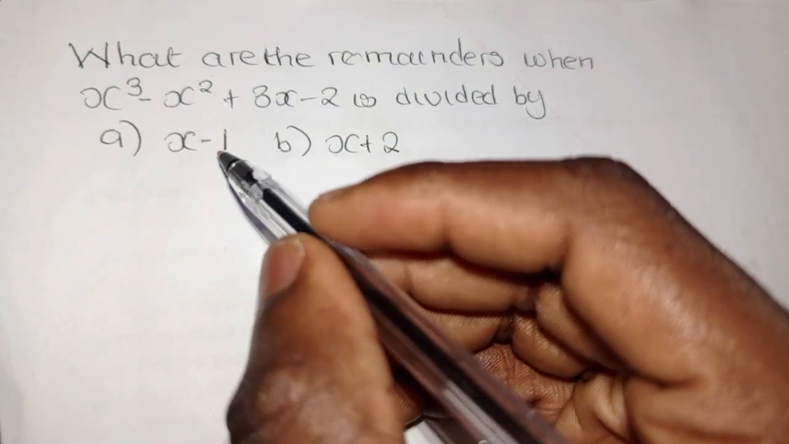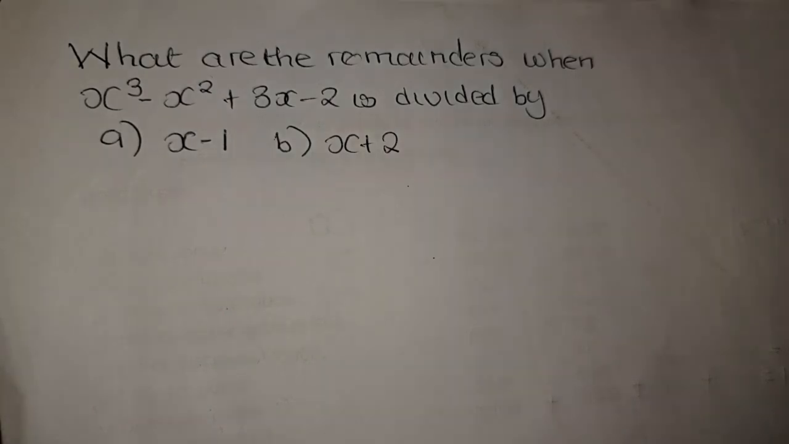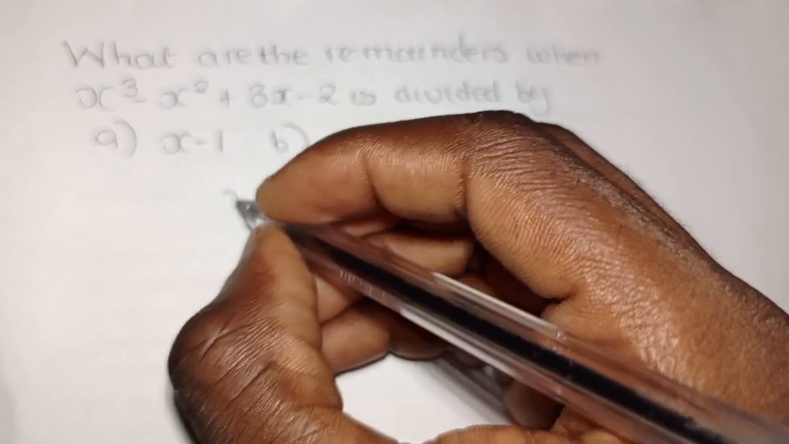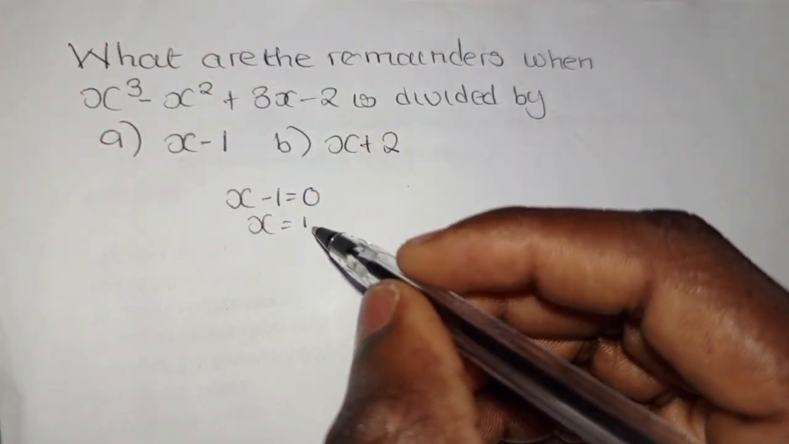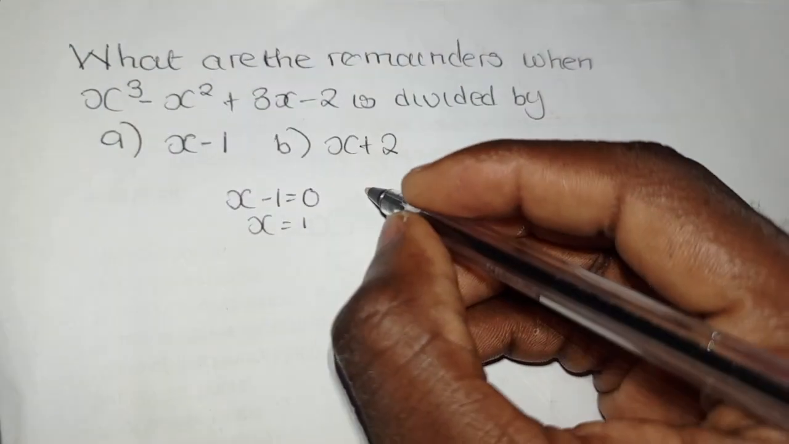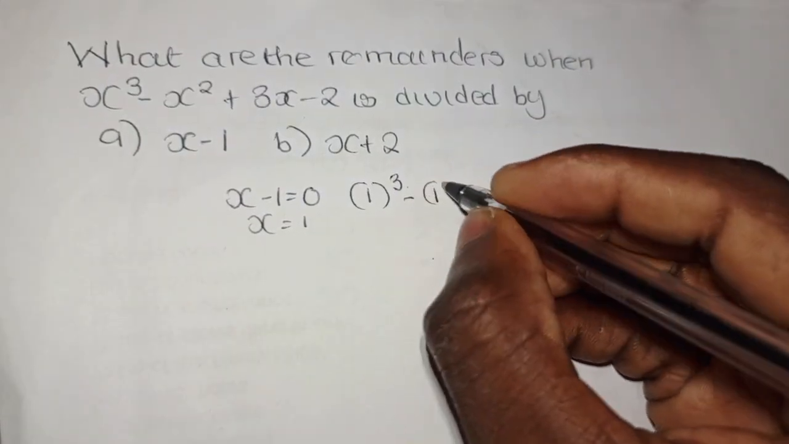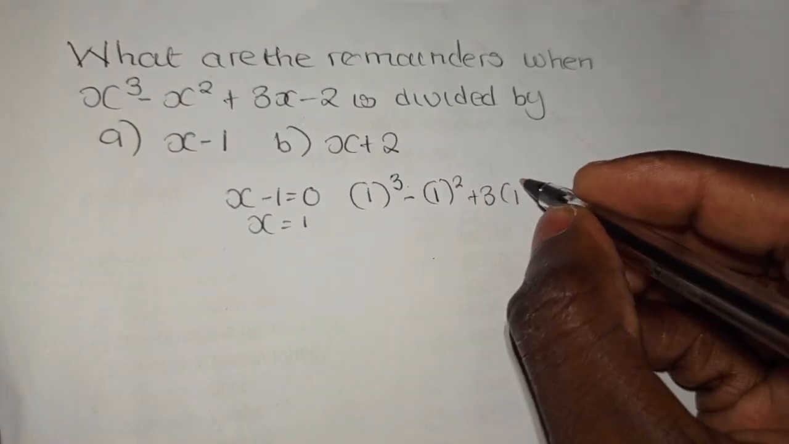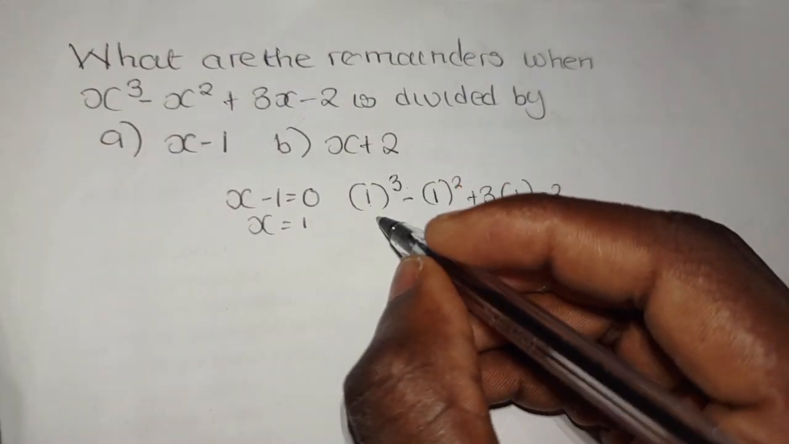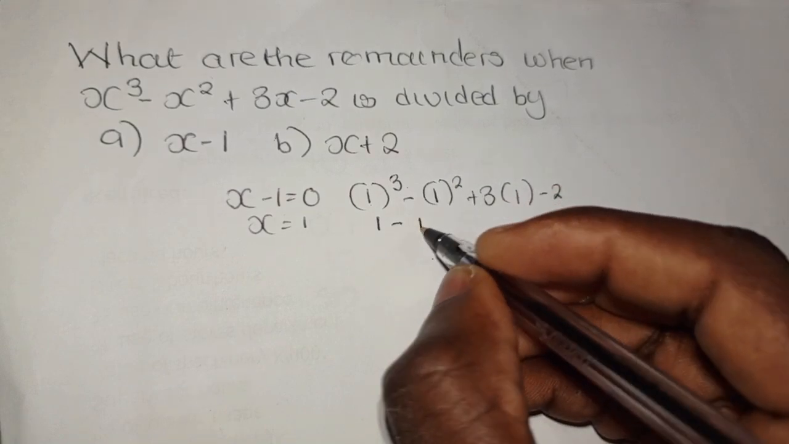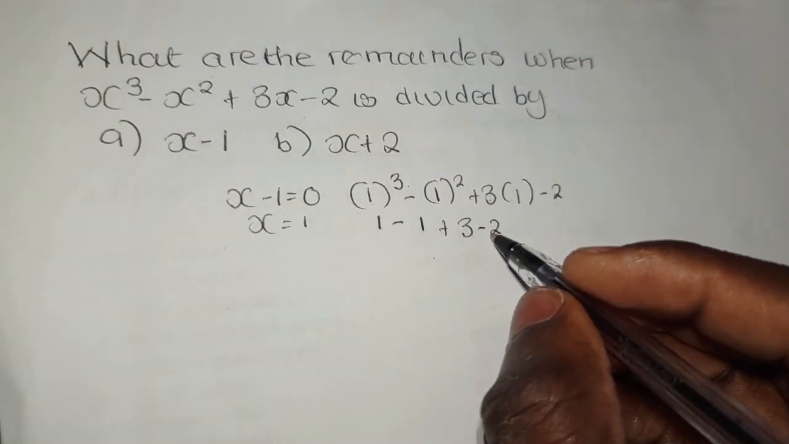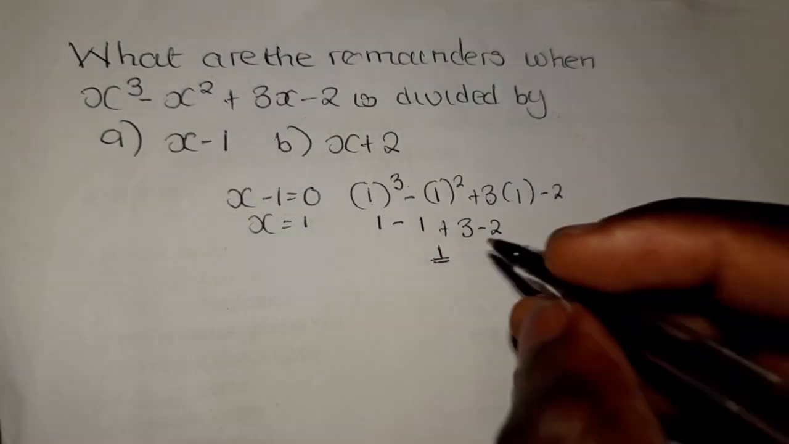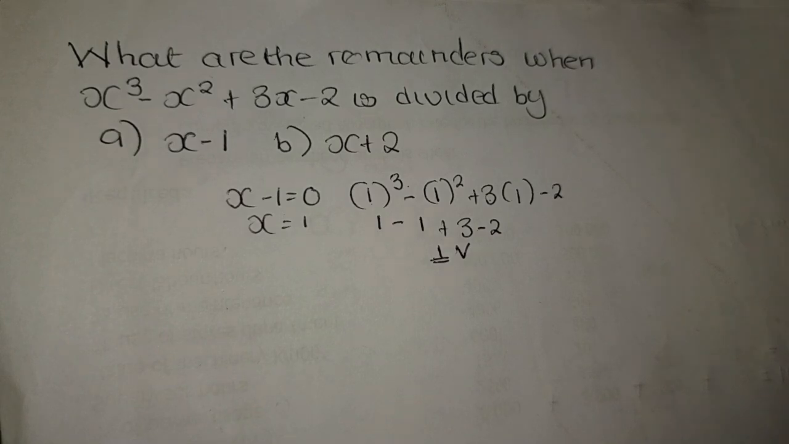When you want to divide this into that, you can either use synthetic division, long division, or we use functions. Under functions, we say x minus 1 is equal to 0, then x is equal to 1. Then you replace it in here. So you have 1 to the power 3 minus 1 squared plus 3 times 1 minus 2, where 1 to the power 3 is 1 and 1 to the power 2 is basically 1. 3 times 1 is 3, minus 2. So when you subtract 3 minus 2, you get the value to be 1. So 1 specifically here is the remainder.